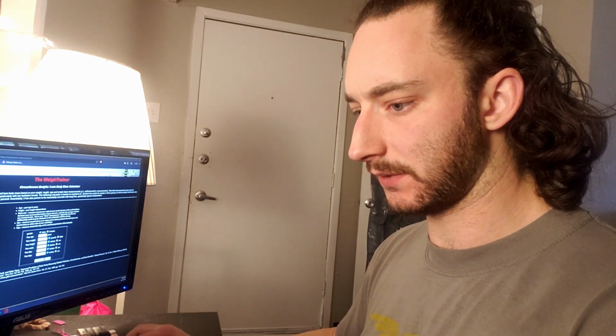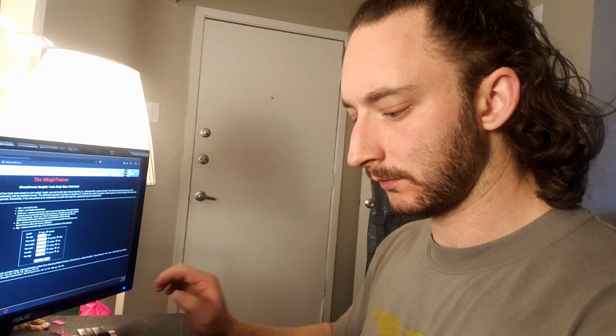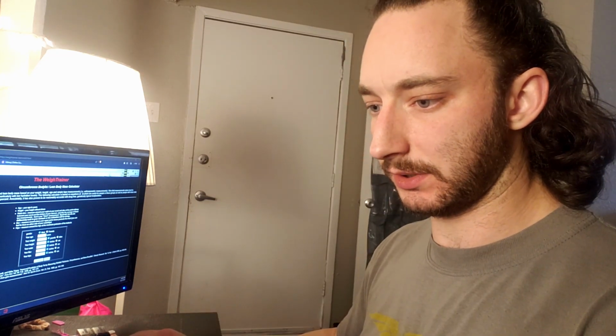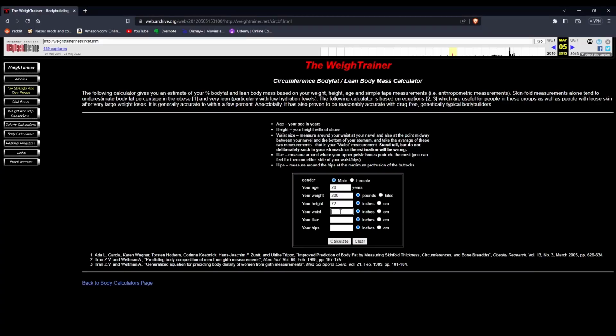As I said, we need to average out the two waist measurements, which I didn't write down that average, 34.6 for the measurement today. The iliac measurement we said was 32.5. The hip measurement was 41.